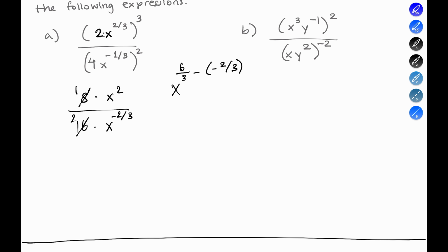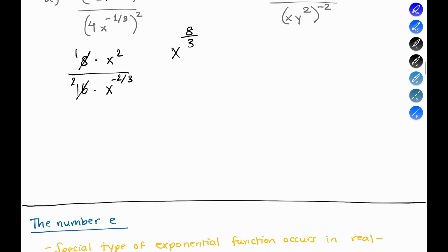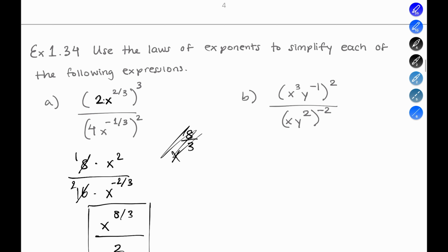So then it would just become x to the power of 6 over 3 plus 2 over 3. And that's just equal to 8 over 3. So our final answer would be x to the power of 8 over 3, all over 2. So that was part A. Now let's look at part B.